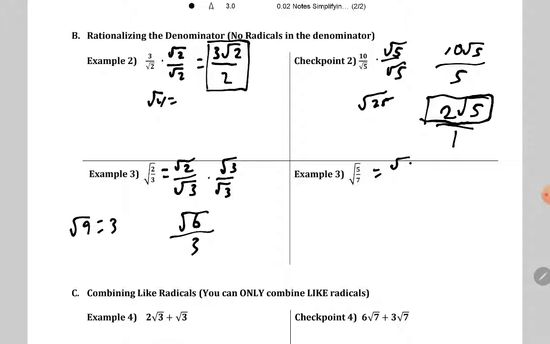This is square root of 5 over square root of 7. Multiply top and bottom by square root of 7. So I get 5 times 7, which is 35, but that's under a square root. And then we have square root of 49, which is 7.